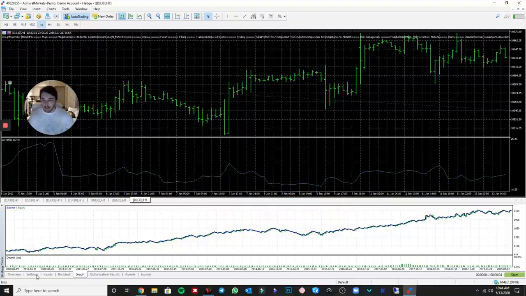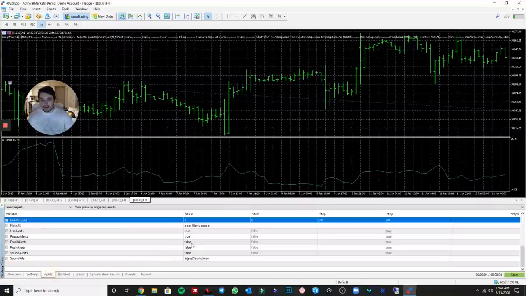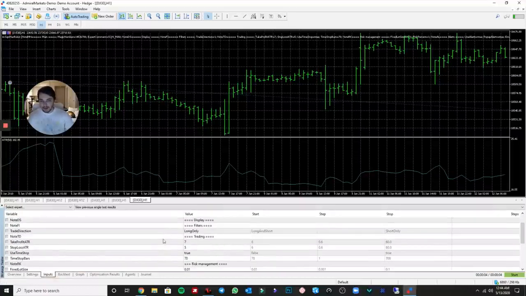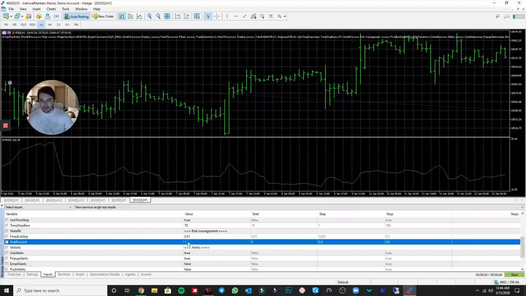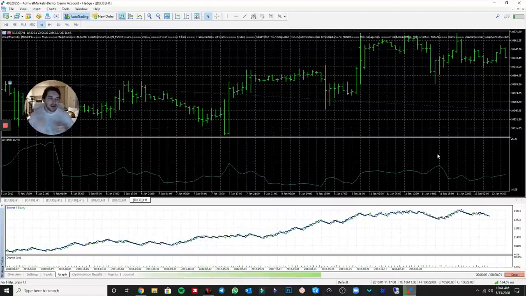Now let's go ahead and change those settings. And let's change it to a $10,000 account. Same thing, longs only. Same thing for these settings. And then risk percent is 1. So let's go ahead and do this and let's see what happens.